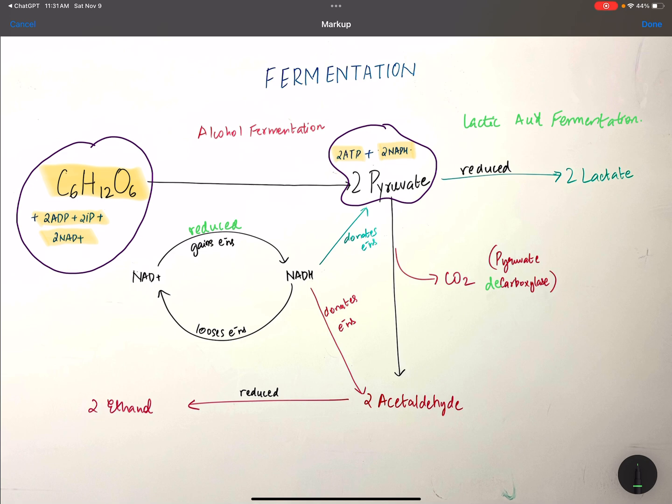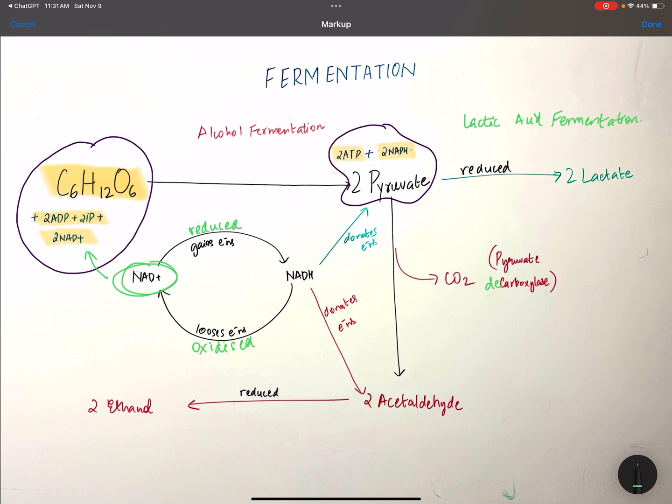So when NADH donates electrons, it will get oxidized to NAD+. And remember when I said one of the main goals of fermentation is to actually regenerate NAD+, that is what is happening over here. By NADH losing its electrons, it's getting oxidized to NAD+, which will go over here and the process will continue. So this is alcohol fermentation.